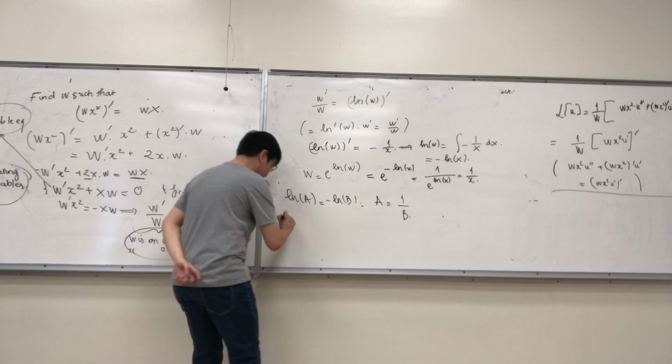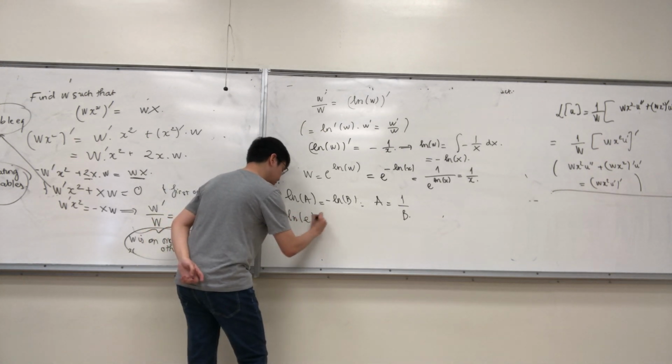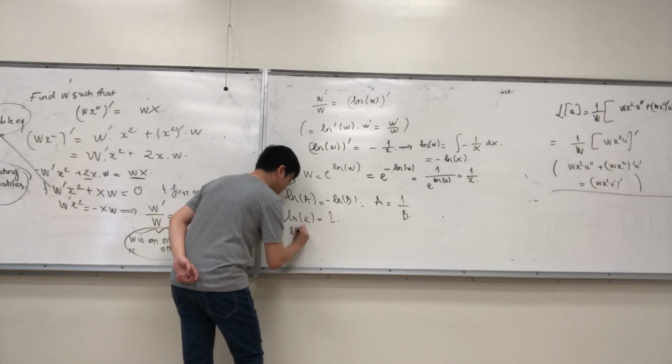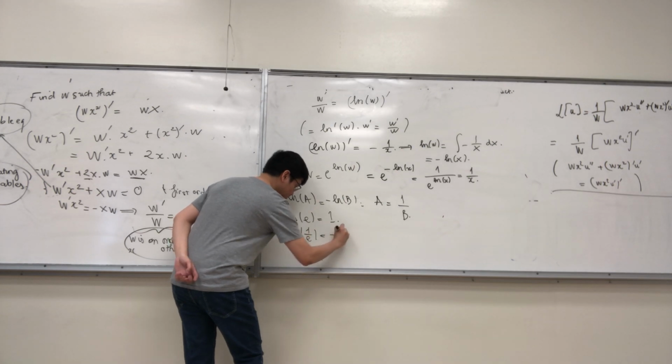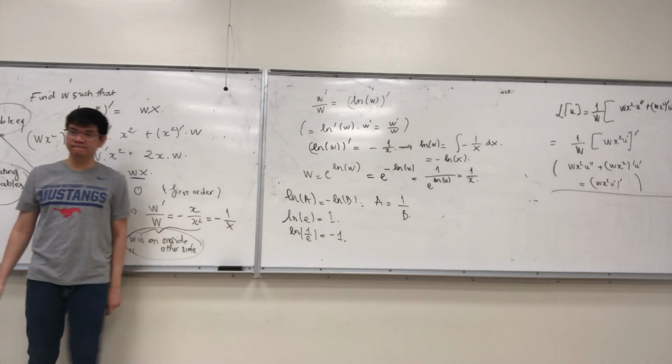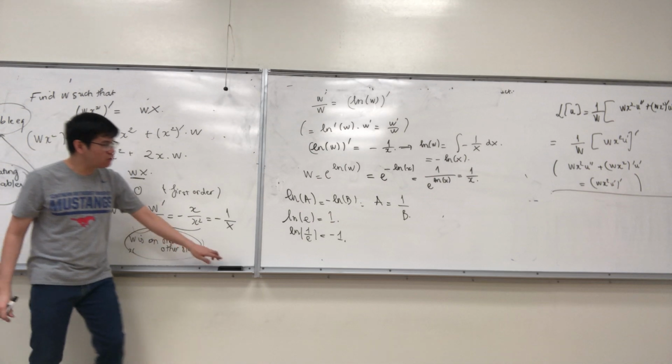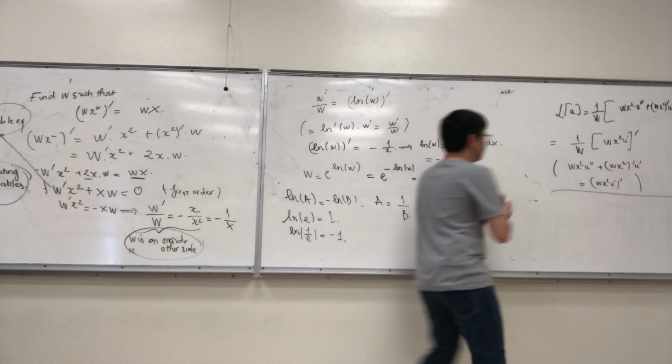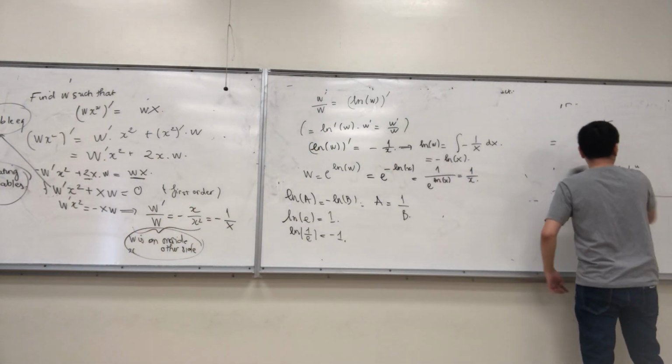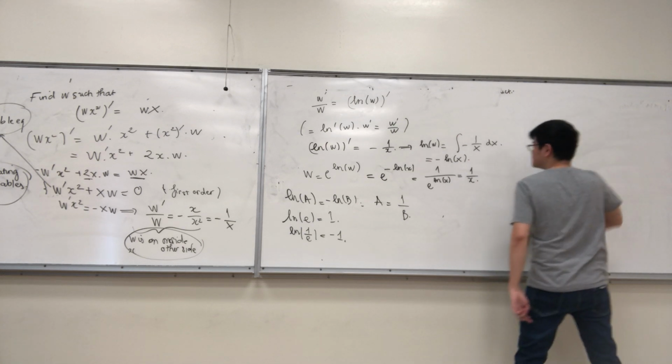Right, so log of e is 1 and log of 1 over e is minus 1. Right? So what is log? Log is the power. Let me recall to you, what is log? Log is the power.